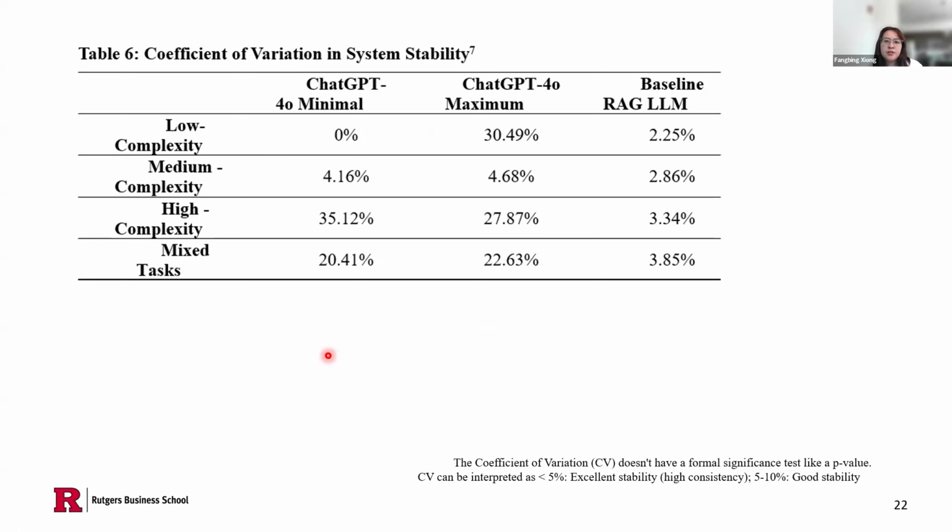We also test the stability with 4 trials, and we can see ChatGPT is pretty stable when the task complexity is very low. But after we increase the complexity of those tasks, the foundation large language models become unstable. But baseline RAG remains pretty stable in all the stages.